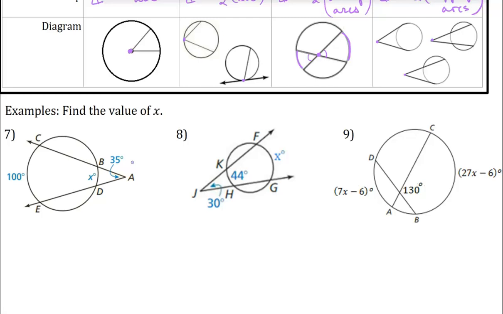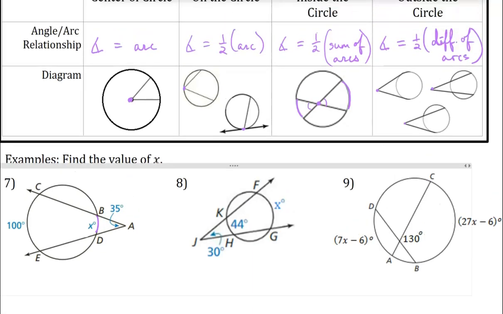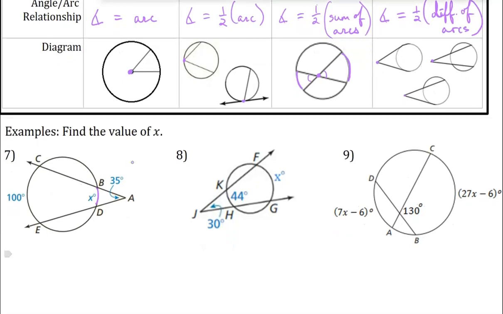So here I have x as an arc measure. I'm looking for the measure of arc BD. I'm given an angle that is outside the circle, so I'm using this last relationship where the angle is half the difference. The angle, which is 35 degrees, is half the difference between this arc and this one. How do I know which direction I'm subtracting? If x is a variable, I don't know if it's bigger or smaller than 100, but it's smaller. The one that's further out has to be bigger because that's how angles open. So 100 minus x.